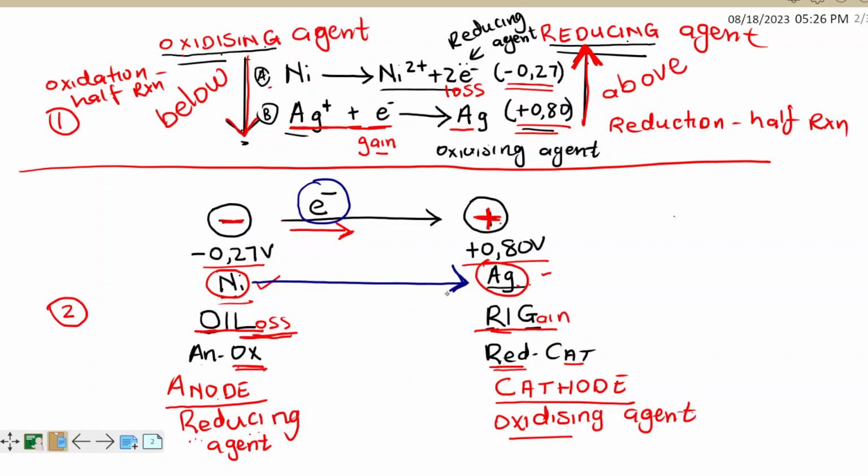Why are they moving from nickel to silver? They said refer to the reducing agent ability, because nickel is a stronger reducing agent than silver. Remember, the one that loses electrons, we said it's a reducing agent. So on the side of nickel, there will be a loss of electrons. On the side of silver, there will be a gain of electrons. Electrons are moving from nickel to silver. That means on this side, we have a loss in mass, and on the side of silver, we have a gain in mass.